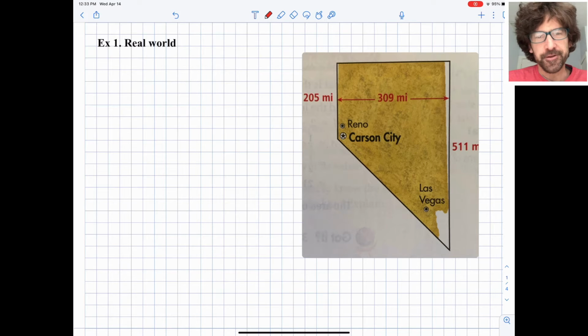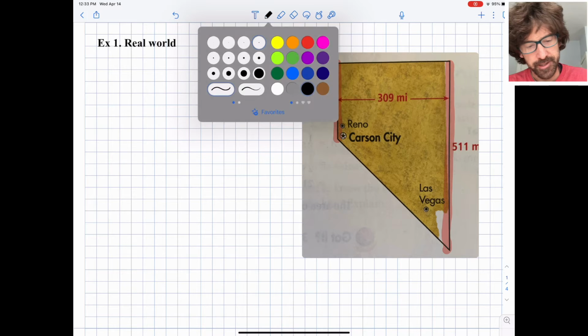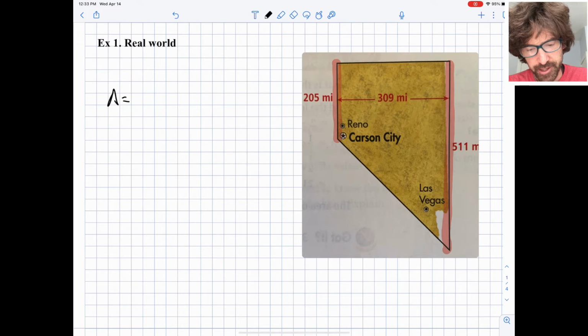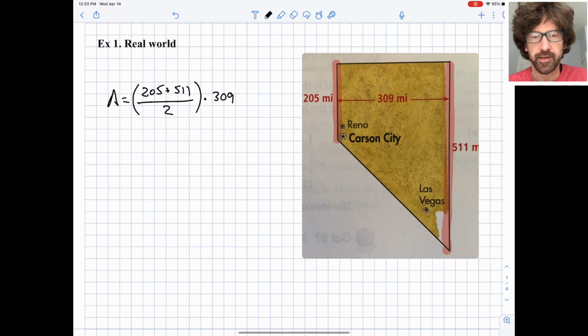So we're going to first do a little bit of a real-world problem. Let's estimate the area of Nevada. We don't always think of it like this, but Nevada is roughly a trapezoid with these being the two bases. So we are going to find its area by averaging the two bases. So 205 plus 511, and then divide that by 2. And whatever the average of the two bases is then gets multiplied by the height, which is 309.